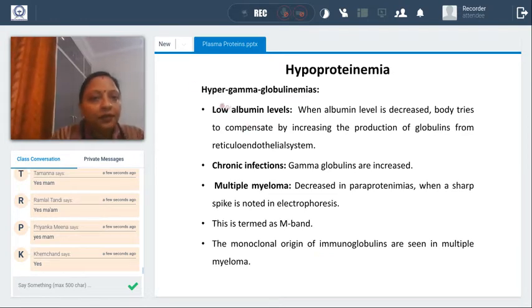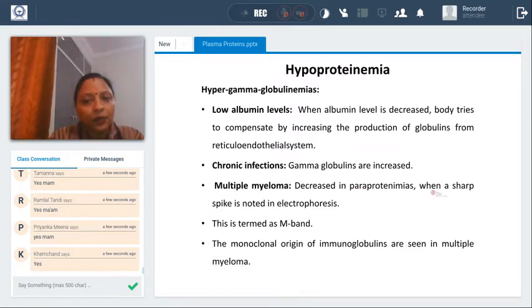In the case of hypergamma-globulinemias, low albumin level, when albumin level is decreased, body tries to compensate by increasing the production of globulins, as I just told you, from RE system. In the case of chronic infections, gamma globulins are increased. In the case of multiple myelomas, decreased in paraproteinemias. When a sharp spike is noted in electrophoresis, this is termed as M band. The monoclonal origin of immunoglobulins are seen in multiple myeloma, you all know.